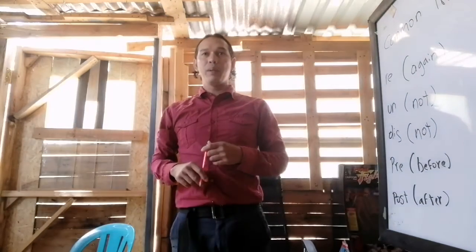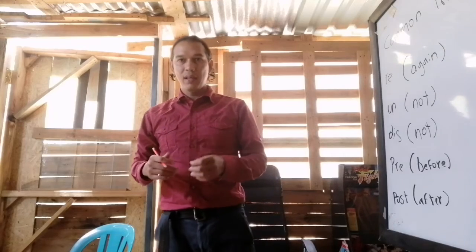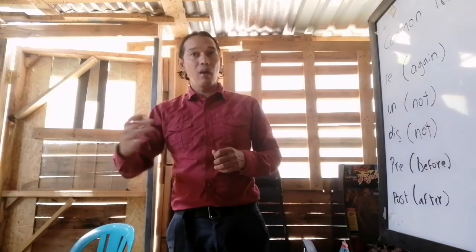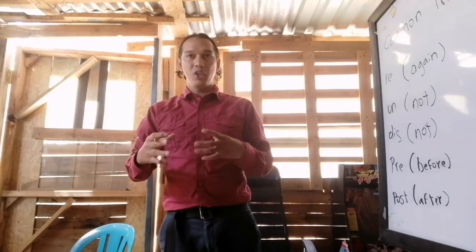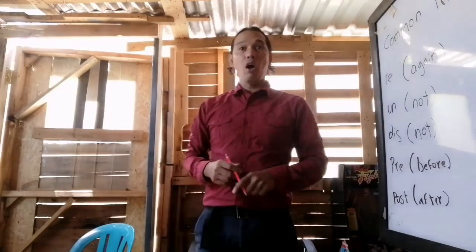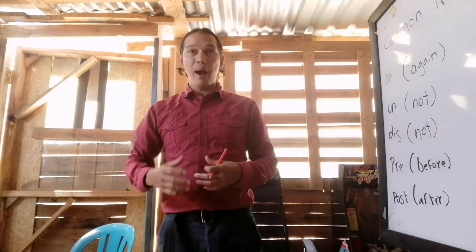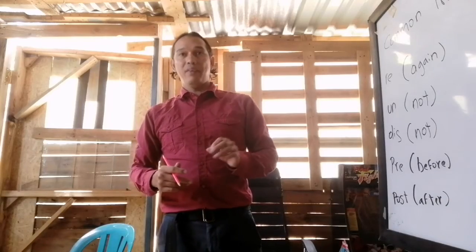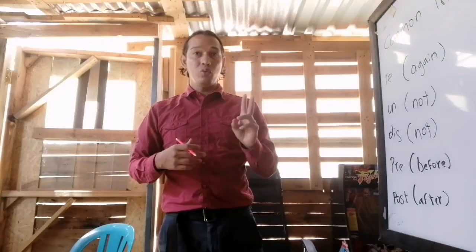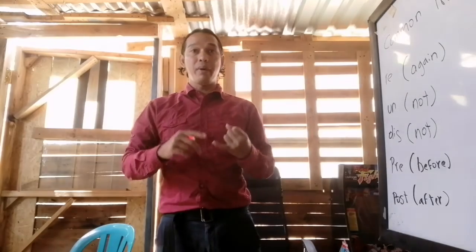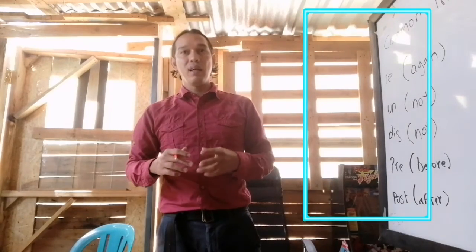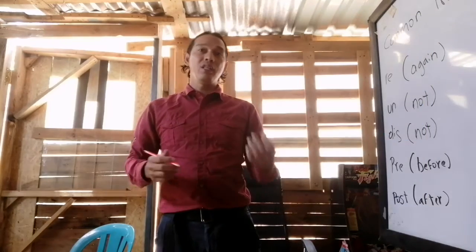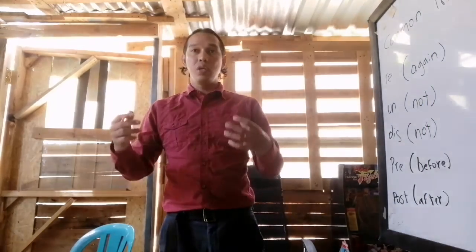Now I'm going to explain a little bit about affixes. An affix is a word part added to the beginning or the end of the word. An affix can change the meaning of the word and can also be used to change the part of speech of the word. There are three types of affixes, but we are going to learn just two. Okay, so prefixes and suffixes. A prefix is added to the beginning of the word, and a suffix is added to the end of the word.